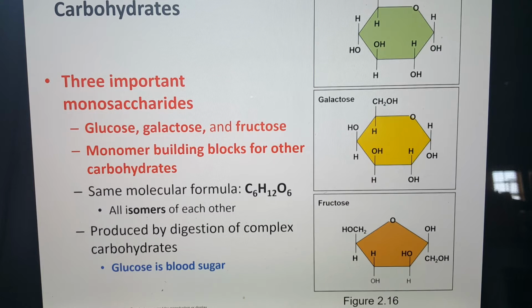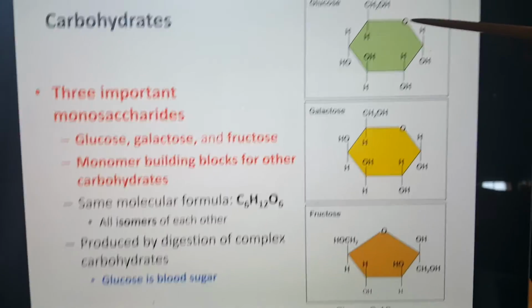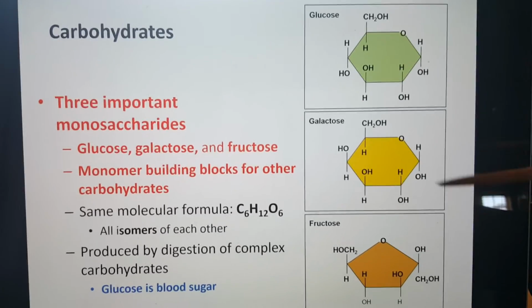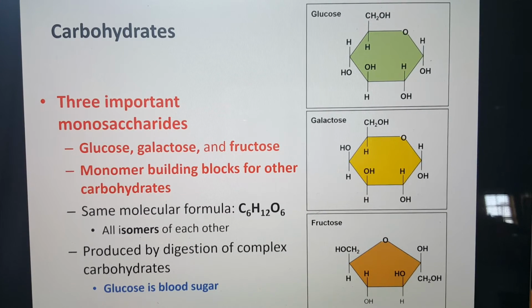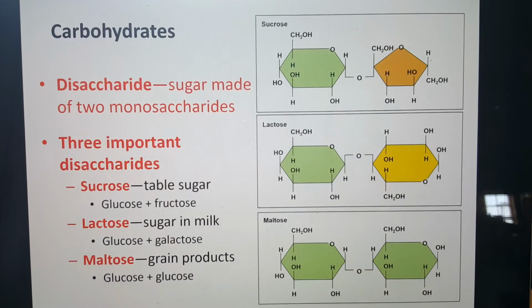So with our carbohydrates, we start off with our monomer building block. A mono meaning 1, and a saccharide, so sac really means sweet. Our 3 really important ones are glucose, which is blood sugar, galactose, and fructose, which is the sugar found in fruit. So with glucose, you actually can take that as not the slide for it. We'll talk about that later.